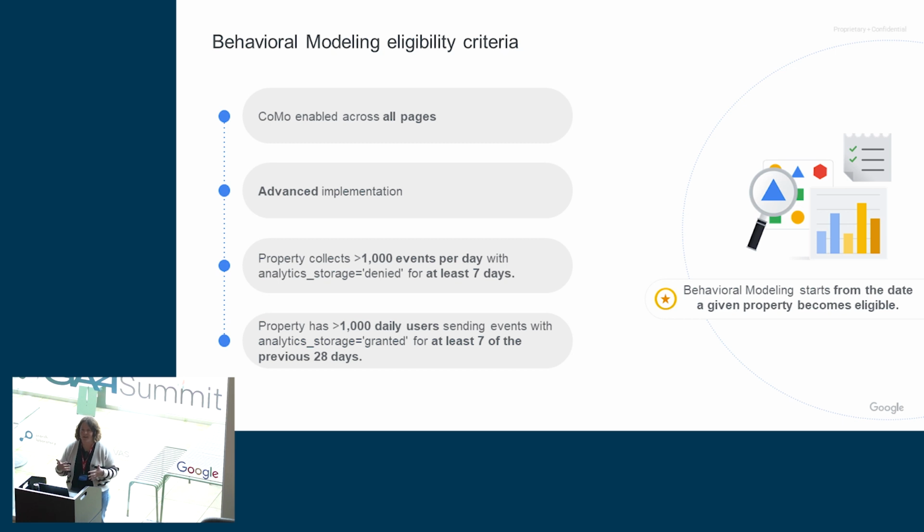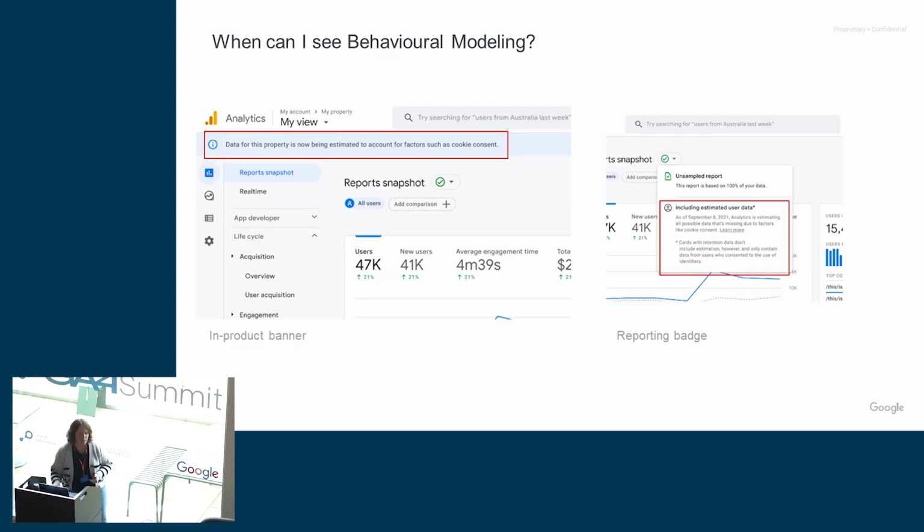It takes us a while to build this modeling. So once you meet these thresholds, it can be up to 28 days for this modeling to start appearing in the interface for you. But once it does, where can you see behavioral modeling? It's basically in any user or session-based reports. So you'll get this banner across the top. Sorry if that's really small, but there's a banner across the top that says, hey, this property is now eligible for behavioral modeling, and it's included in your data. And you'll also get the little flag within the card where it's flagging any data quality issues or any sampling or anything like that. It's also a feature in that card as well that will tell you that you are seeing modeled data from unconsented users within the report that you're looking at.